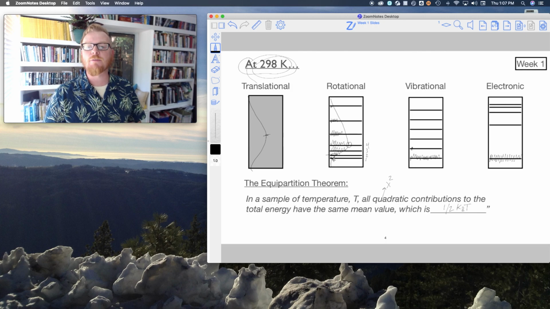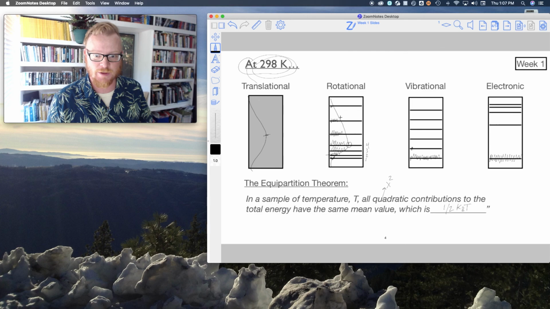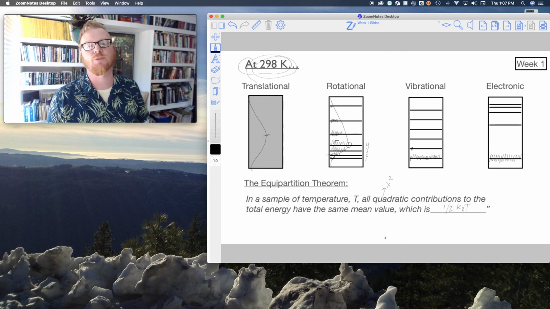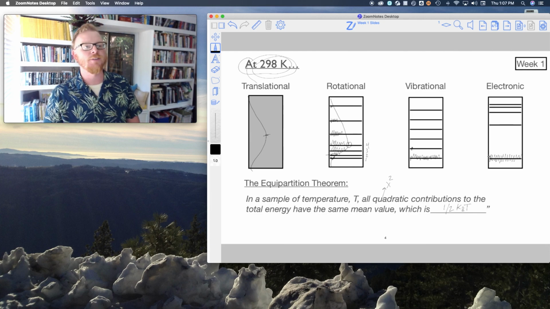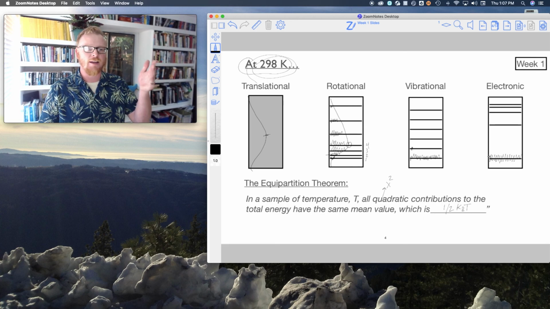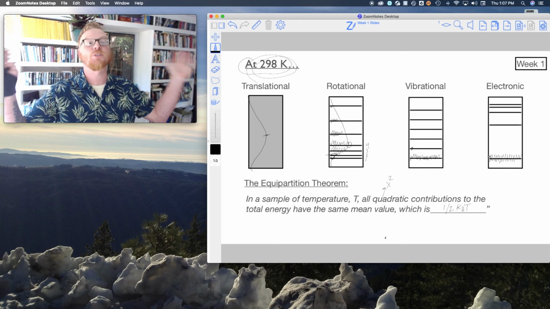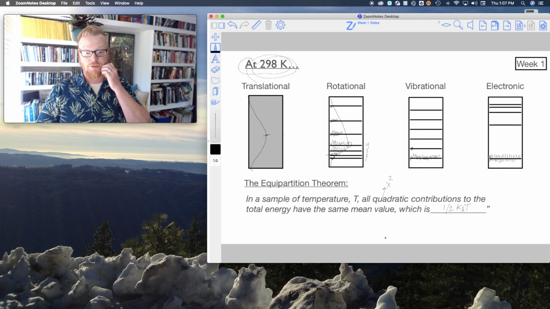The rotational levels are also going to have some population of states. When I say population of states, this is really what I'm referring to. However, for the vibrational levels, 99.99999% of everything will be in the ground state. And with the electronic levels, 99.999999999% of everything will be in the ground state.